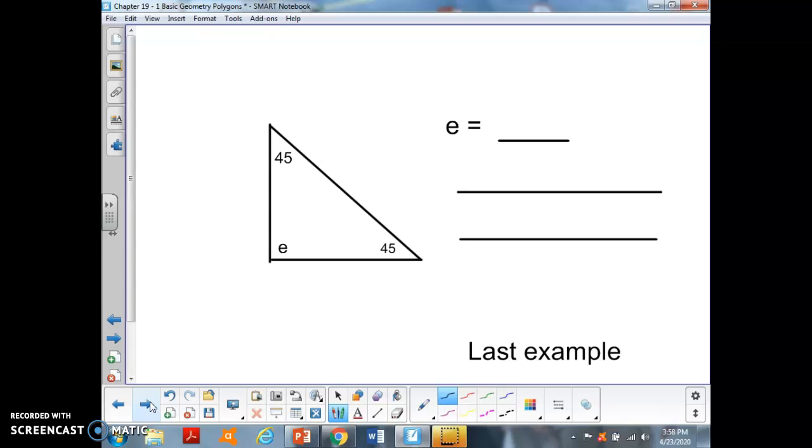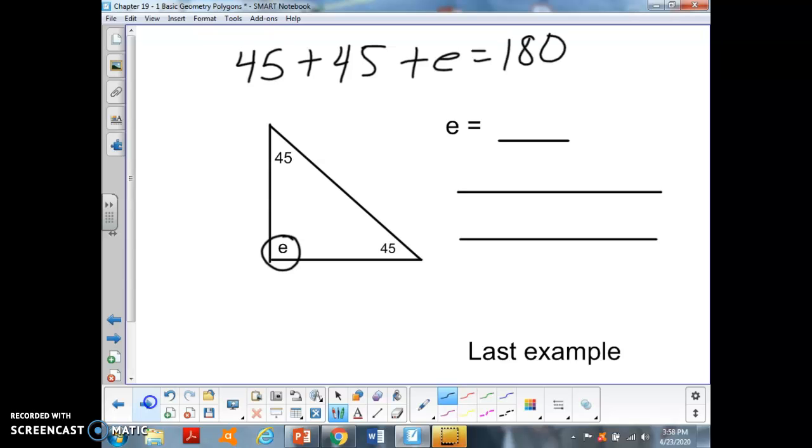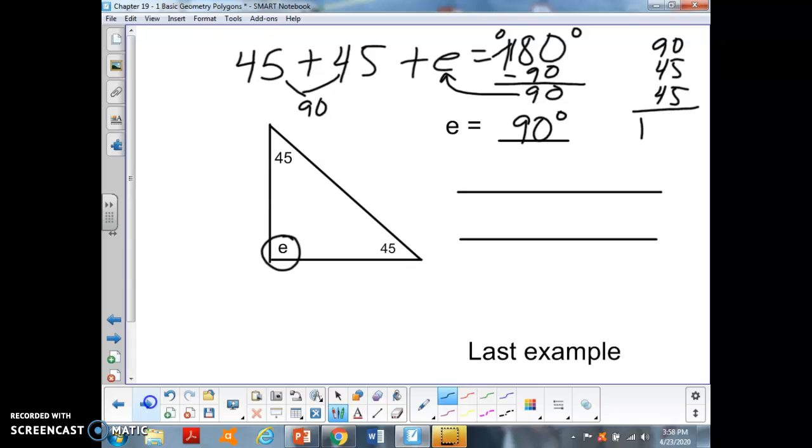Last example. Again, we got to find out what e is. So 45 plus 45 plus e is going to get me my 180. Got to get 180 degrees in all of them. If you take your calculator, 45 plus 45 is 90. So I got to subtract 90. And what I got? I got 90 degrees. That's what E is, so I'll write that in the blank. And you can double check that with your calculator. Take 90 plus 45 plus 45, and you will get 180, what all triangles need to add up to.